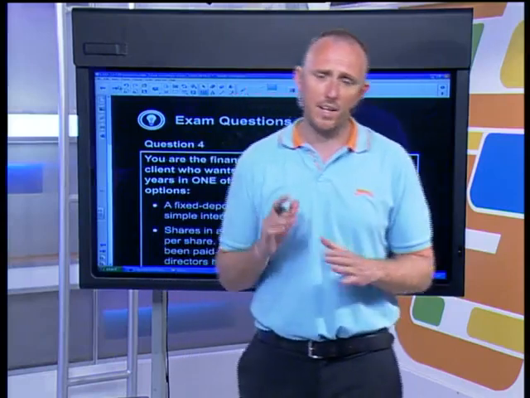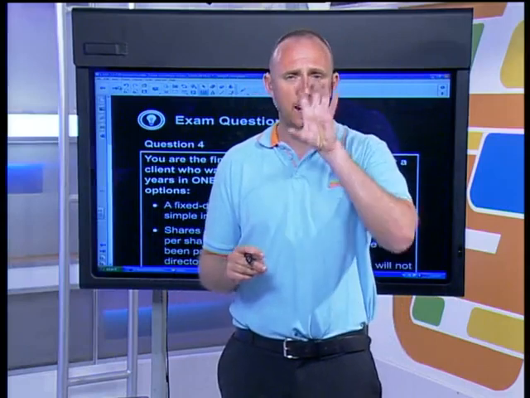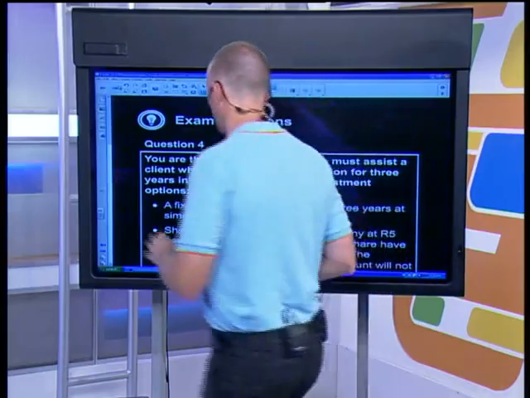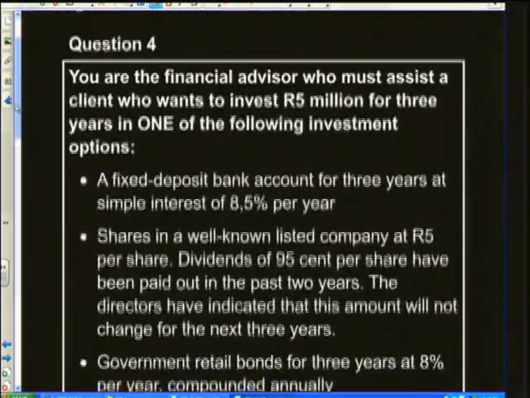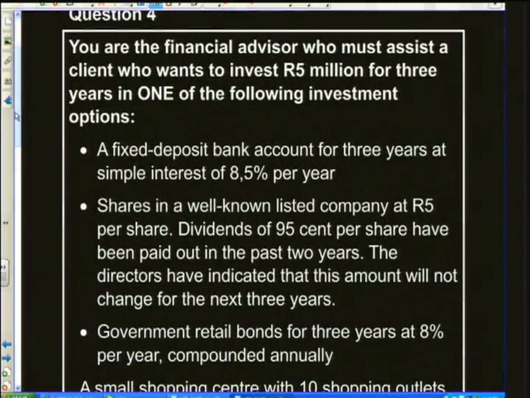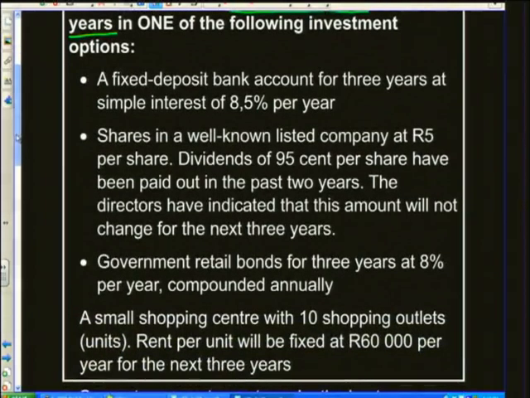So we're going to be going through our essay question now. I'm going to underline the important parts that I think you guys should focus on, and then we're going to see what the question says, right? Okay, so let's have a look there. You're a financial advisor who must assist a client who wants to invest 5 million rand for 3 years, right? That's very important. Remember, we had our simple and our compound interest, right? So this is going to come into play there.